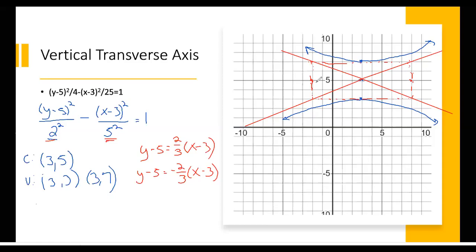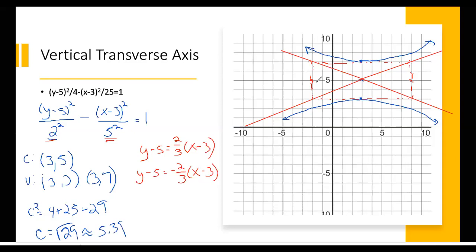So we're going to move along our transverse axis, so in the vertical direction from our center, and we have to find what c is. c squared is equal to a squared plus b squared, so we're adding these denominators. So 4 plus 25, this is 29. So c is equal to the square root of 29, which is approximately 5.39.